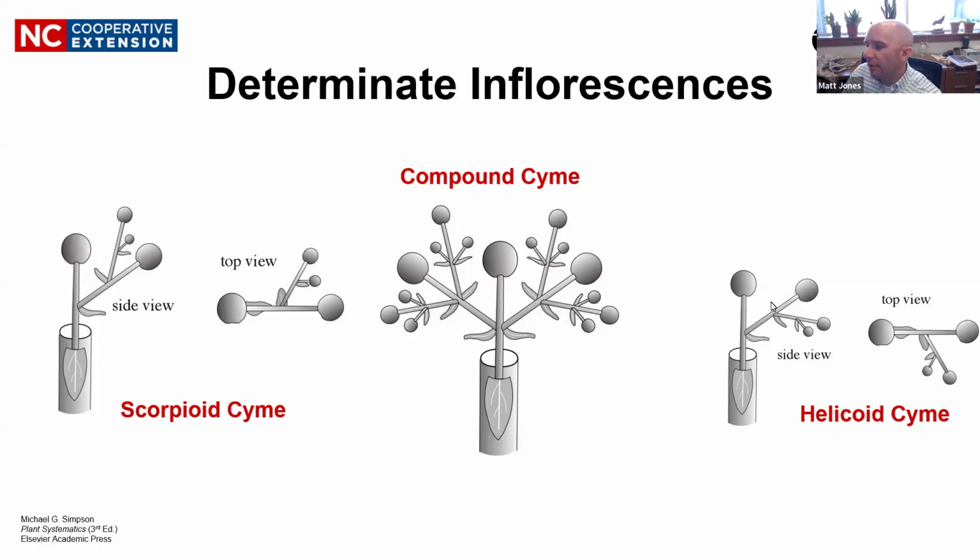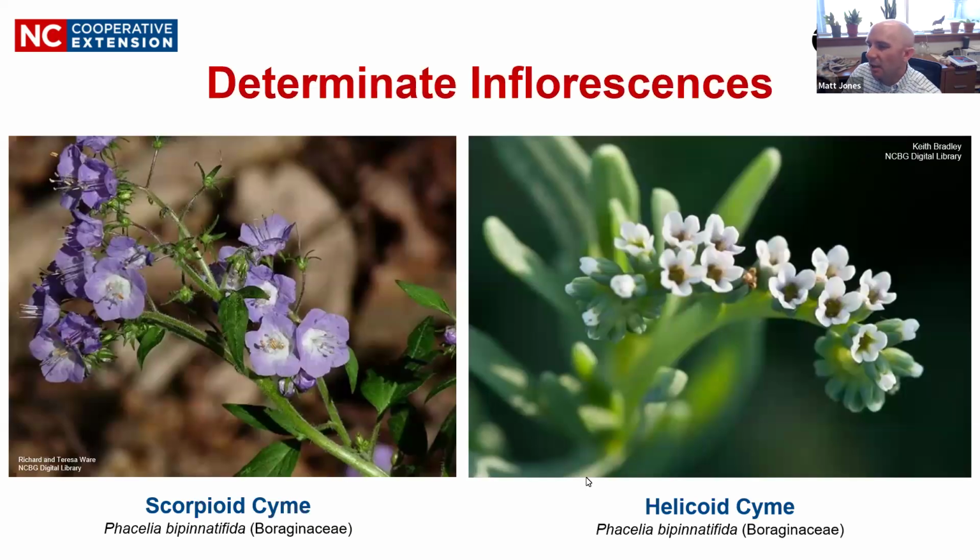But if that deletion of the other branch of a compound cyme is always on the same side, it's called a helicoid cyme. So terminal flower branch on the right, terminal flower branch on the right, terminal flower branch on the right, etc. So these compound cymes are kind of characteristic of the borage family. Here's a scorpioid cyme, so you can see the terminals alternating, whereas in a helicoid cyme, they are always on the same side, so it kind of curves into this helix shape.